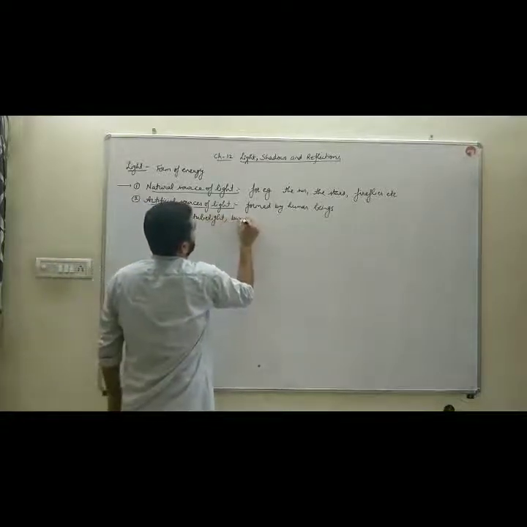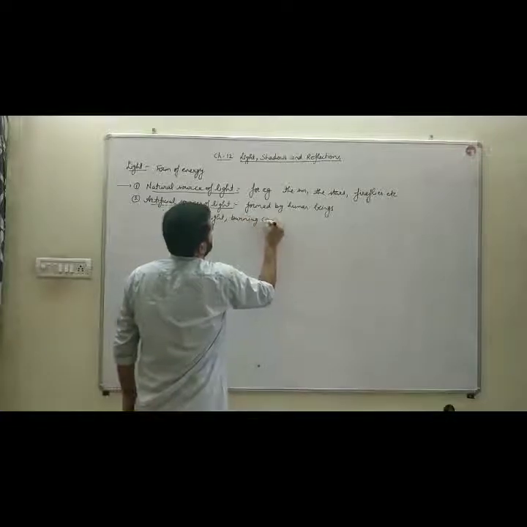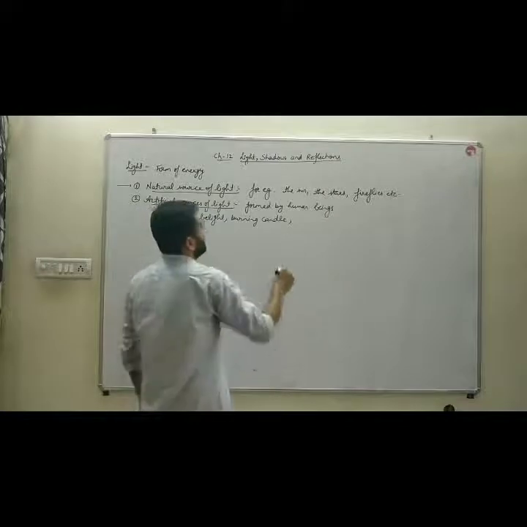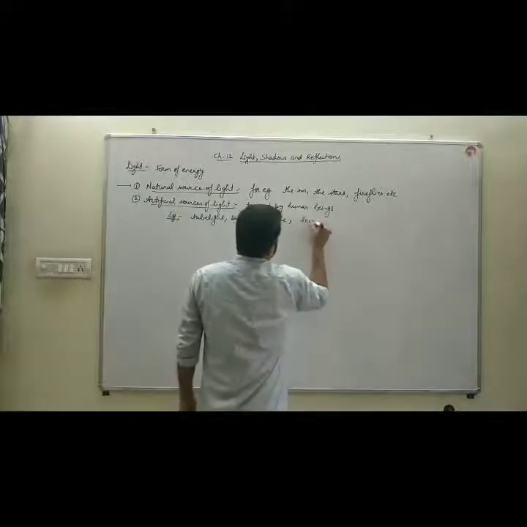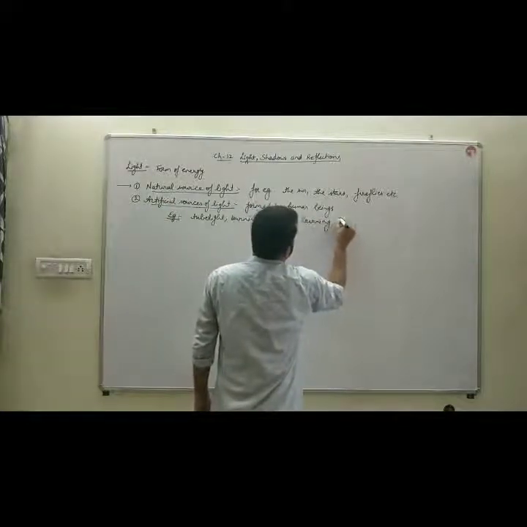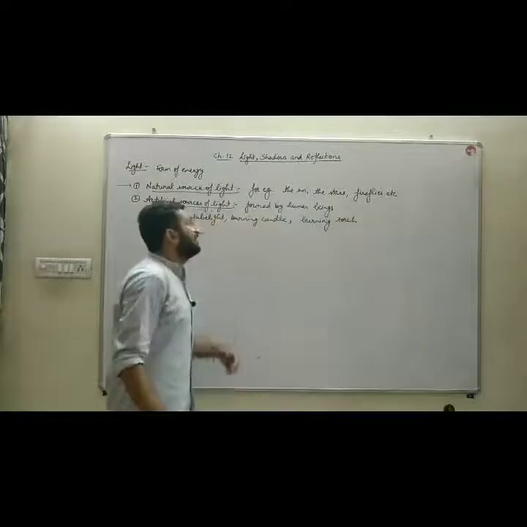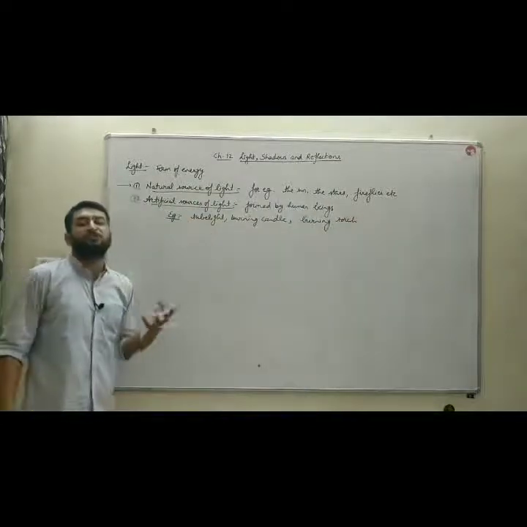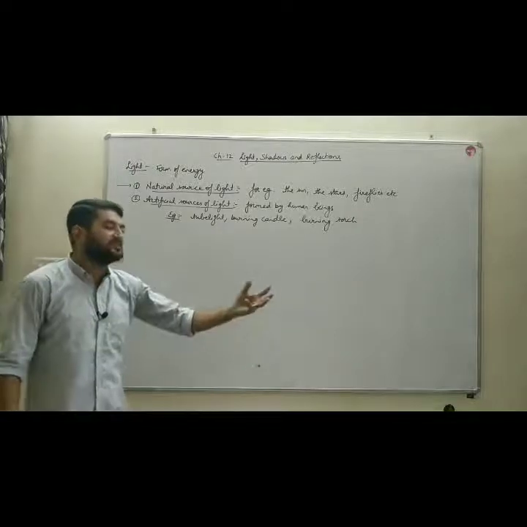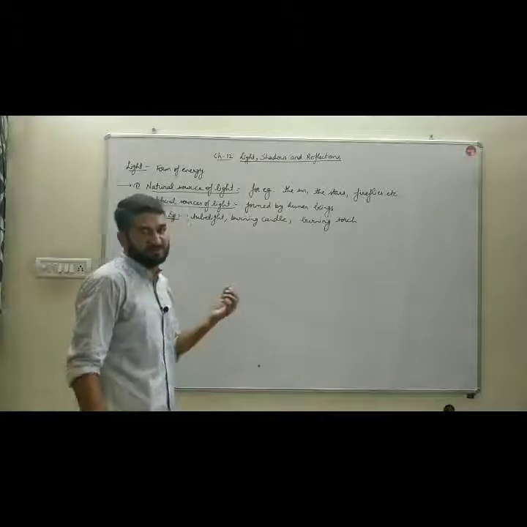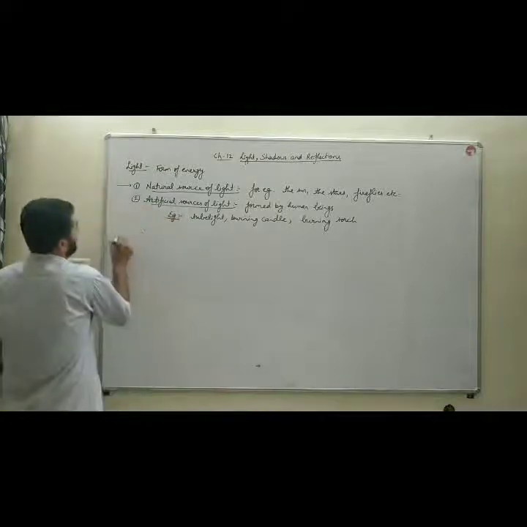candle. The burning candle gives us light, and that candle is not made by nature. It is made by human beings. Burning torch. The torch is also discovered by human beings. So burning torch is also an example of artificial source of light which gives us light, but that is made by us, by human beings for their well-being.